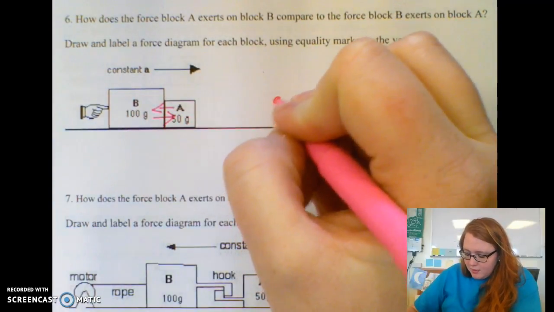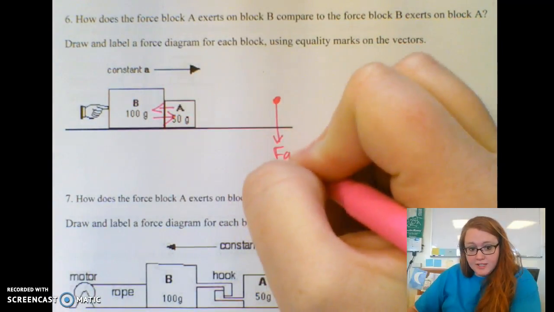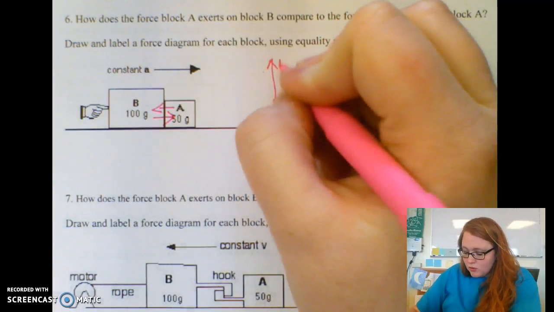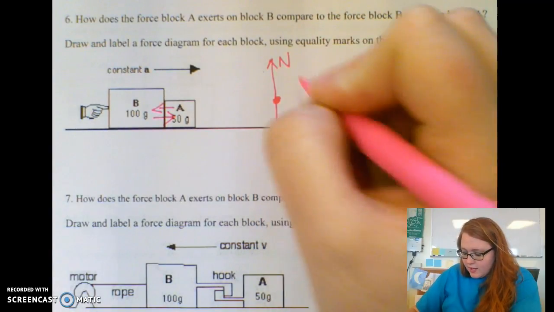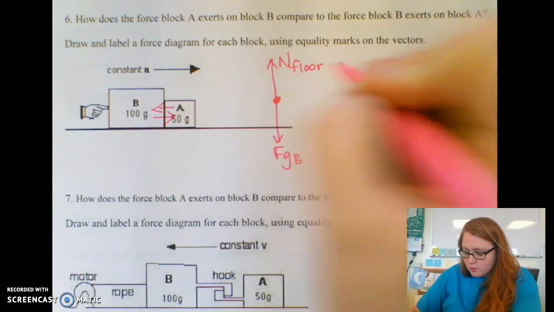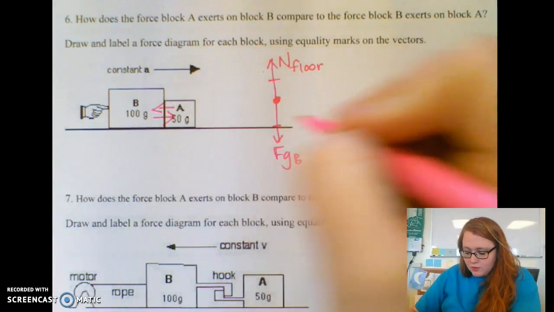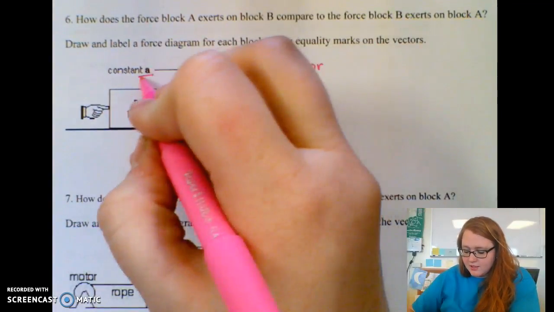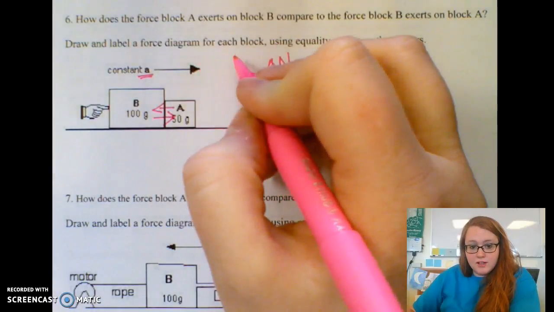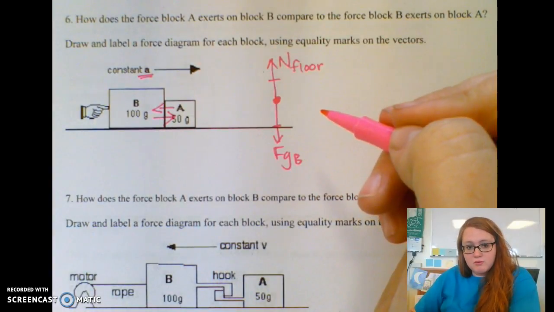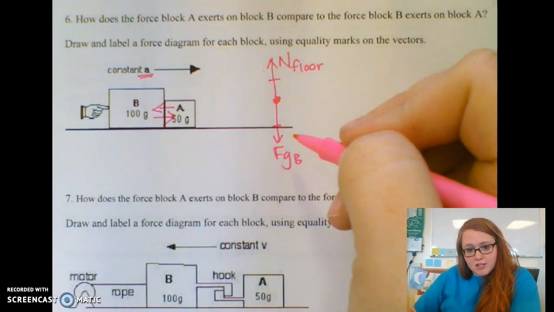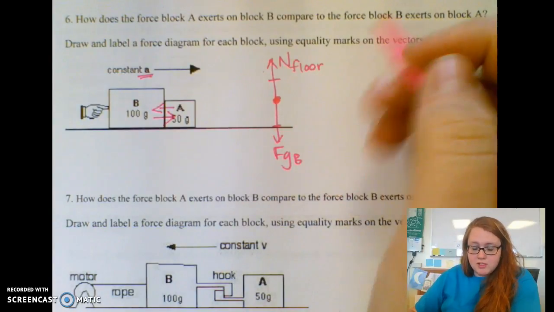If we look at B, B has a force of gravity and a normal force. Now the normal force is due to the floor, so I'm going to write a floor here. Those are equal to each other. Because it says constant acceleration in this direction, that means all of our forces pointing to the right for each object must be greater than the forces pointing to the left.